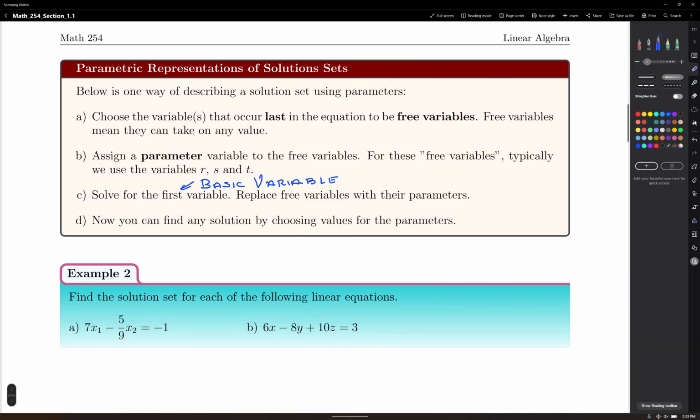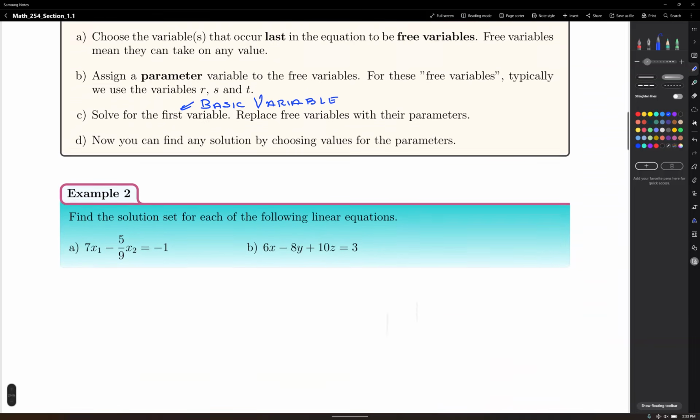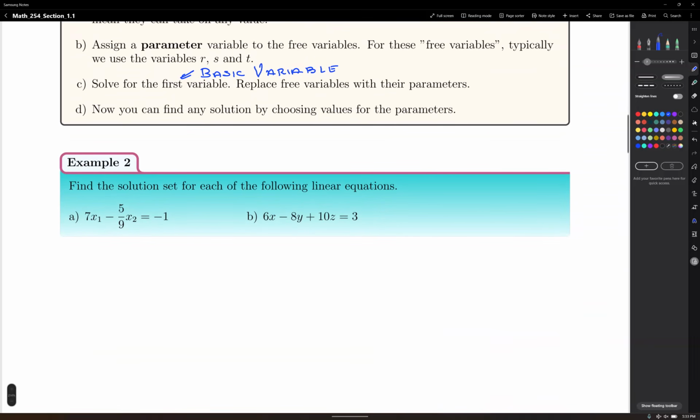And then replace the free variable with their parameters. And then we can find a parametric solution by choosing values for the parameters, all right? Okay, here we go. One example: finding the solution to this linear equation.